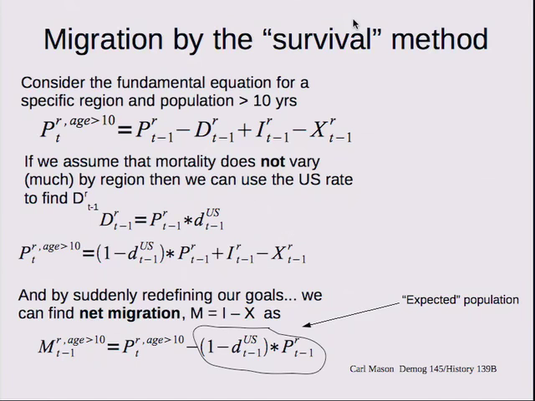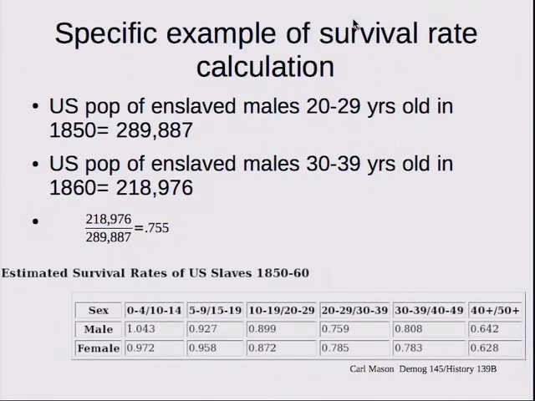Now, by suddenly redefining our goals and saying we didn't really want to know both I and X, but we only want to know their sum, that is net migration, then we're home. And this is the very simple result. M, that is net migration, is the difference, the number of people who come versus the number of people who go. We don't know how many people really came or how many people really left. But on net, we can calculate it as the observed population over the age of 10 minus an expected population. This is an expected population abstracting from migration, because it's just the survival rate times the previous population, the number of people we would have expected to survive. Is that fair? Okay.